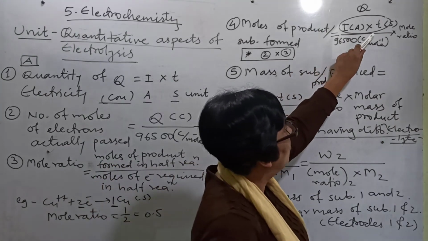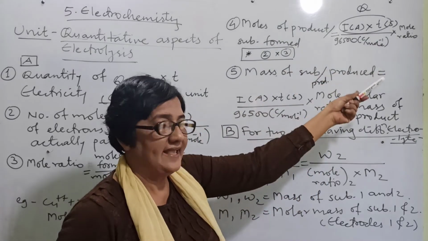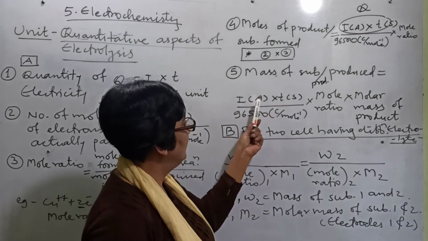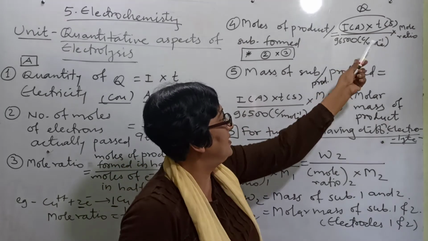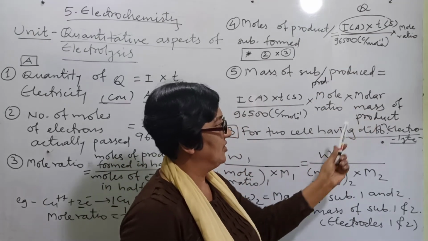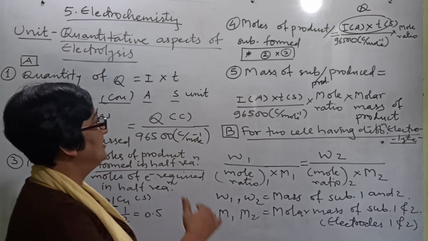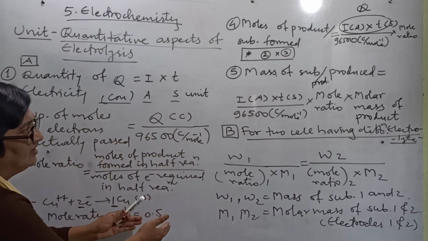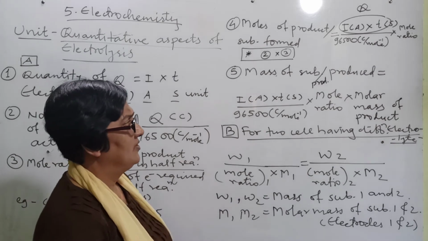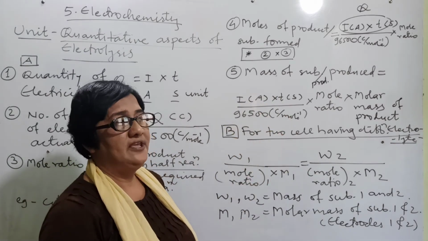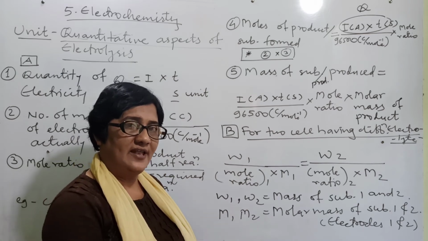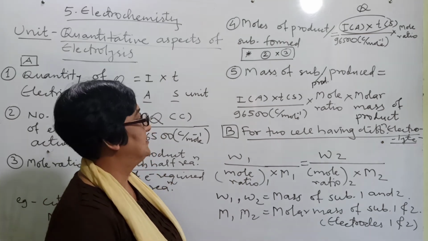Then next, the mass of the substance produced, or the mass of the product produced, is equal to these two quantities plus the next one. That means I into T or Q divided by 96500 coulomb per mole, into mole ratio, into molar mass of the product. In this manner, one by one, the quantity is added here. The formulae you have to learn very nicely. If you remember the formulae, you can put in the values and calculate the numericals.